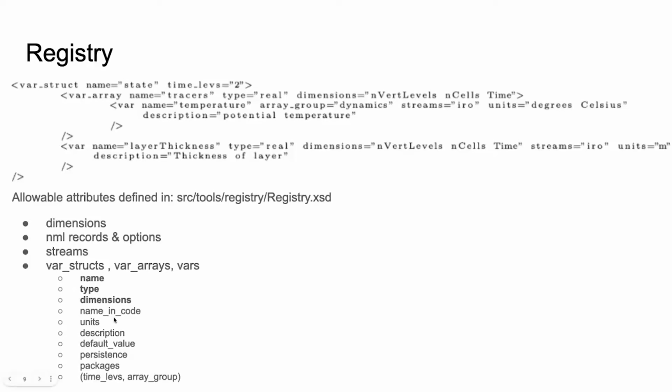And that list of what is supported is defined in this file, source tools registry, registry.xsd. And so I think that would be the first place to look if there is a need to add new attributes beyond these existing ones.